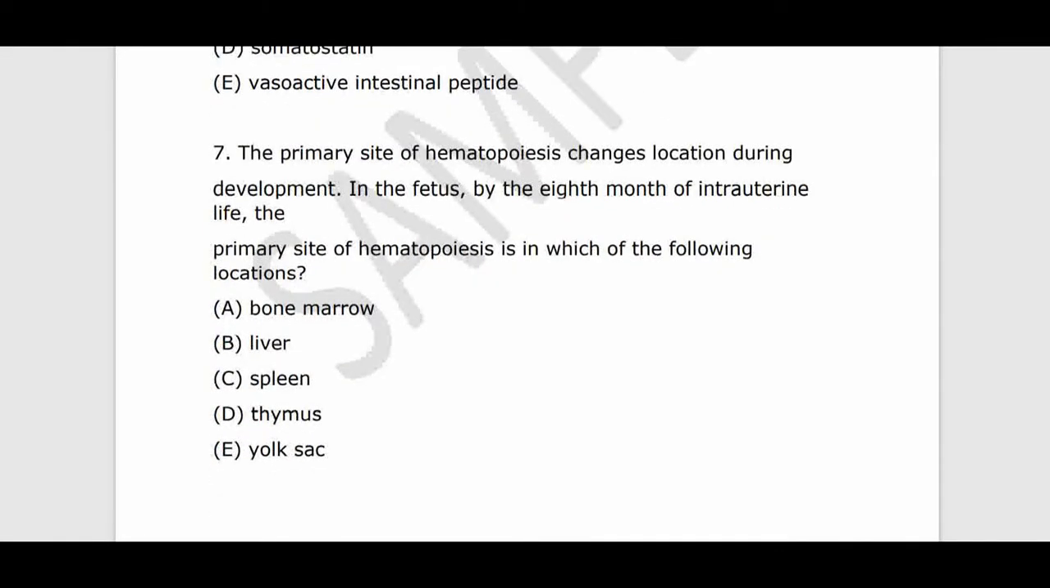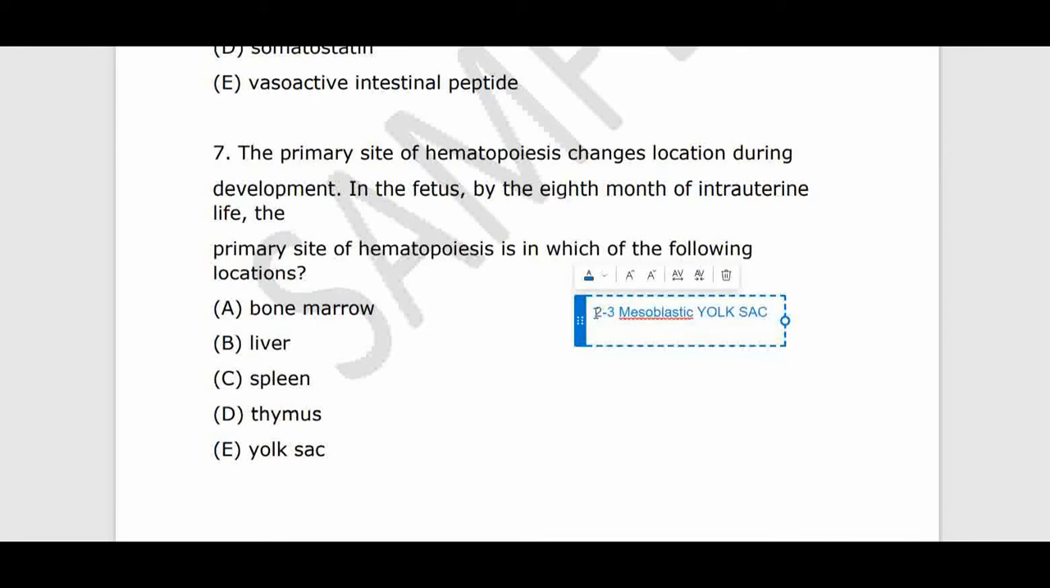Now, the primary site of hemopoiesis changes location during development. In the fetus, by 8 months of intrauterine life, the primary site of hemopoiesis is in which of the following locations? 8 months. So the way you look at it is you have the first 2 to 3 months. Okay, 2 to 3 months is what we call the mesoblastic phase. Mesoblastic, and that is yolk sac. Blood is produced from the yolk sac around this time. Of course, there is an overlap, but from the beginning to around 2 to 3 months, this is what you get.